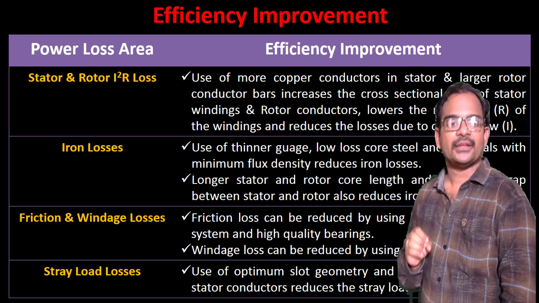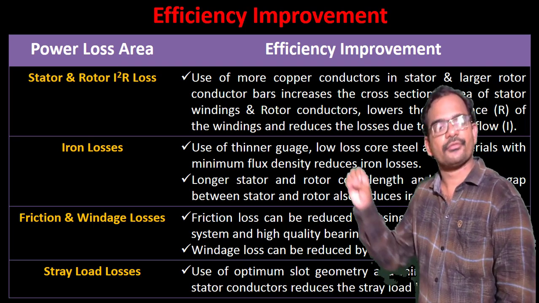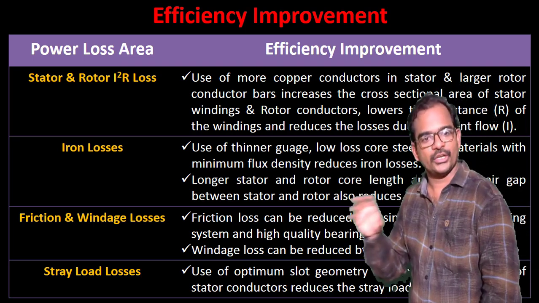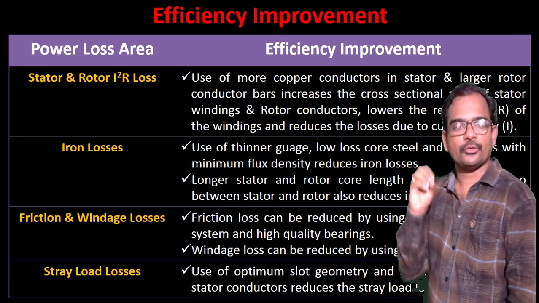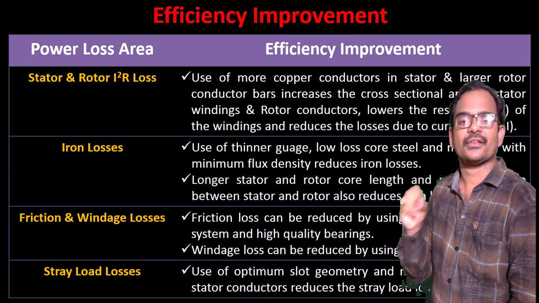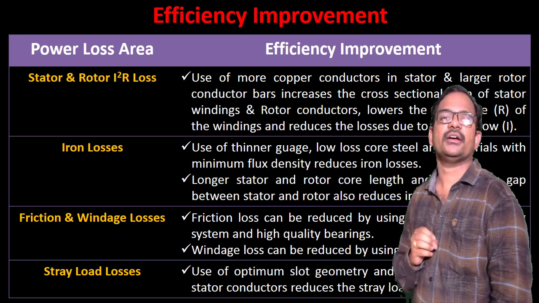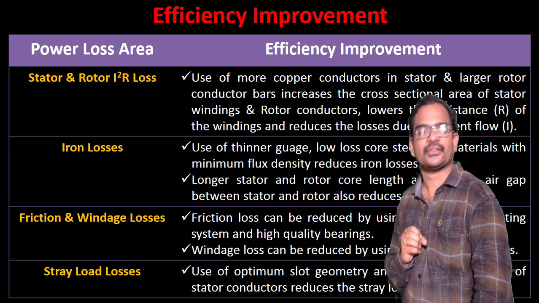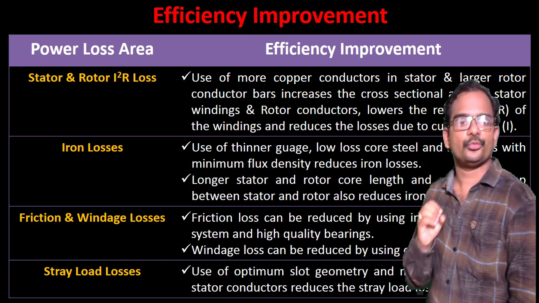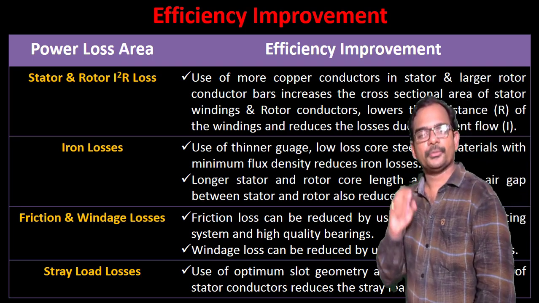At the same time, the windage losses can be reduced by using energy efficient fans. In the motor cross section, we will use a fan. So if I go for the energy efficient fan, then I am able to reduce the windage losses. And the last significant loss in the electric motors is stray load losses, which account to 4 to 5% of the total losses. So how can we improve these losses?